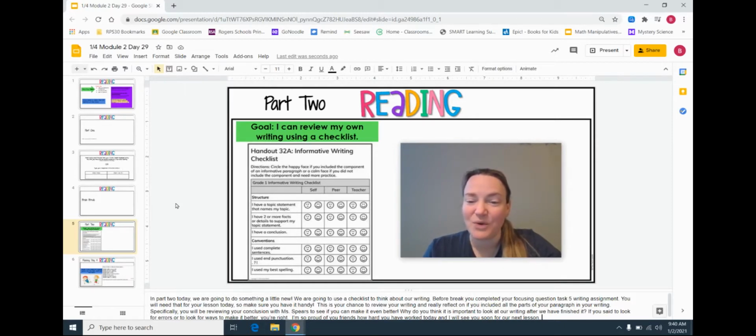Why do you think it is important to look at our writing after we have finished it? What do you think? If you said to look for errors or to look for ways to make it better, you're right. It's always important to see what we've done and to see if we can make it better.